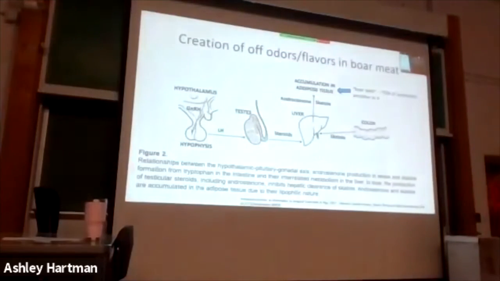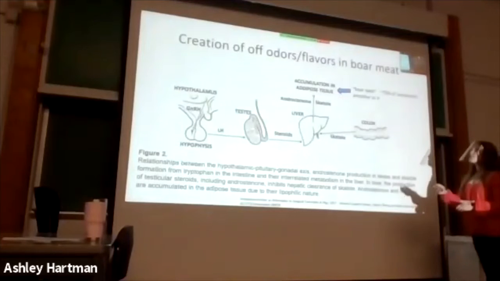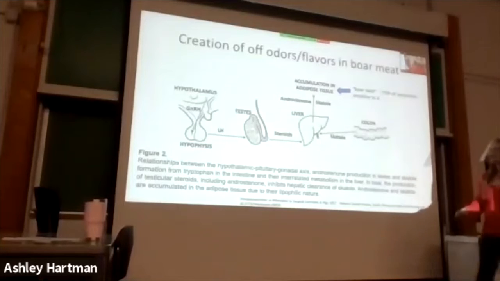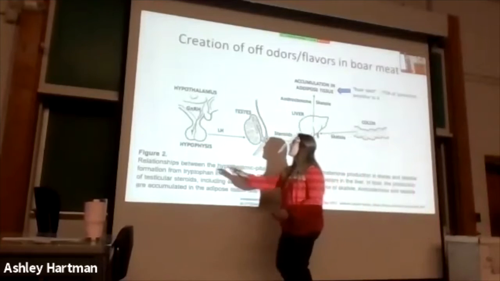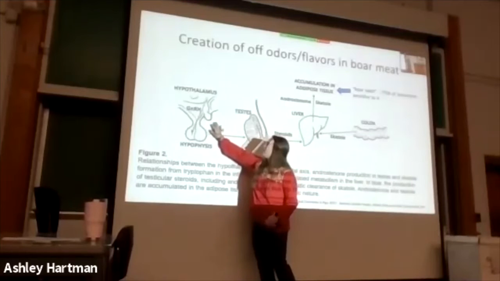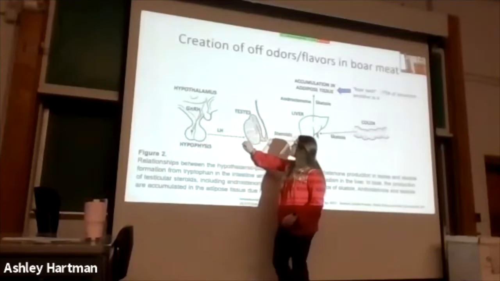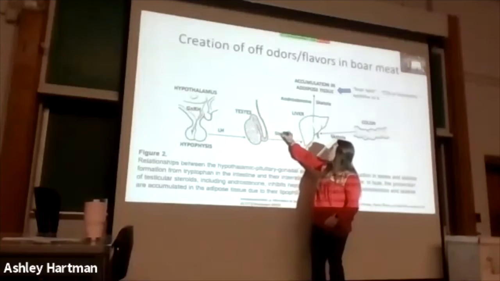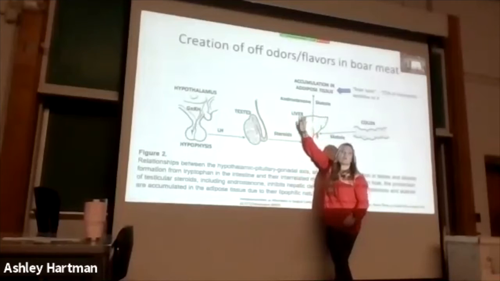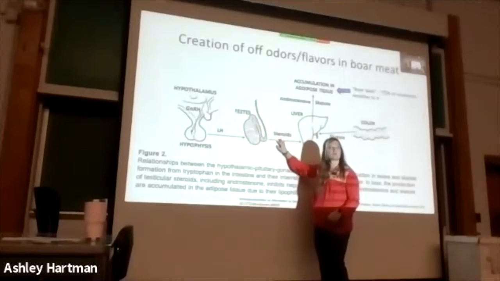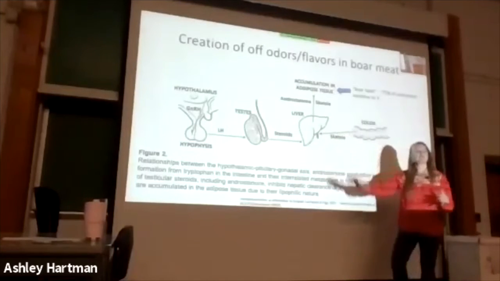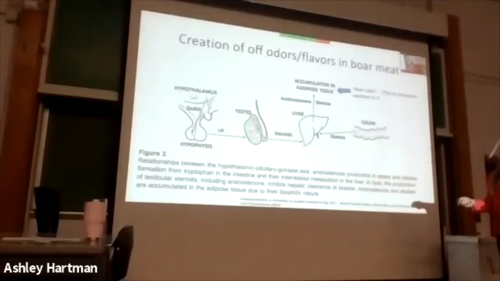So where that boar taint is actually coming from is right here, this androstenone and skatole. And where it's produced, again, this should look familiar. The hypothalamus releases GnRH, LH comes back to the testes, and the testes in the boar create these two hormones. Two of the steroid hormones are produced in the boar in heavy quantities, then get stored in the liver, and from the liver, they get deposited in the adipose tissue, or the fat, okay?